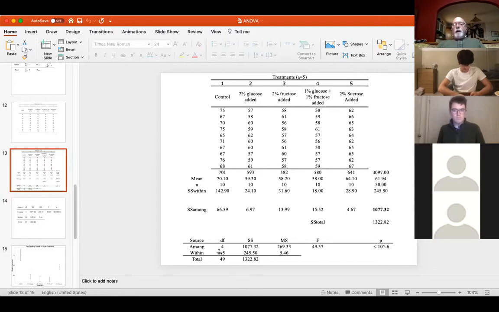We have 45 degrees of freedom for within sample variation, because the number of degrees of freedom here is the total sample size minus the number of treatments that you have. So that's 50 observations minus the 5 treatments, that's 45. These two things add up to 49, which is 1 minus the total number of samples that you have in the entire experiment. So knowing about the degrees of freedom tells you things about the experiment.